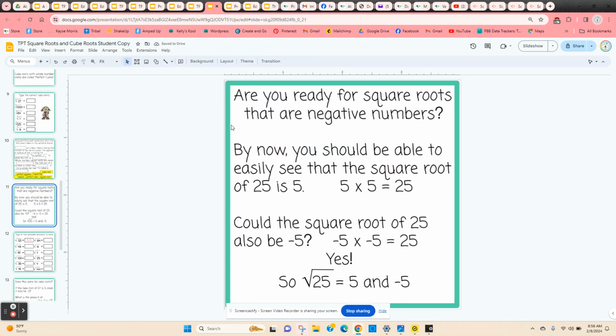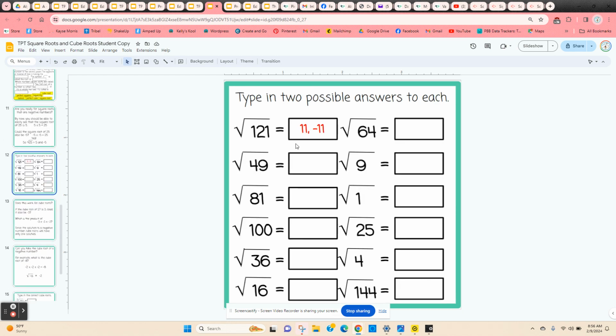Now we're going to move into negative numbers. So if your students haven't covered negative numbers yet, you can just delete these final slides. So it explains here that when we're taking the square root, for example, of 25, there are two possible answers, 5 and negative 5. And then the next slide, students are going to be typing in the two possible answers. So 11 and negative 11. Square root of 49 would be 7 and negative 7, and so on.